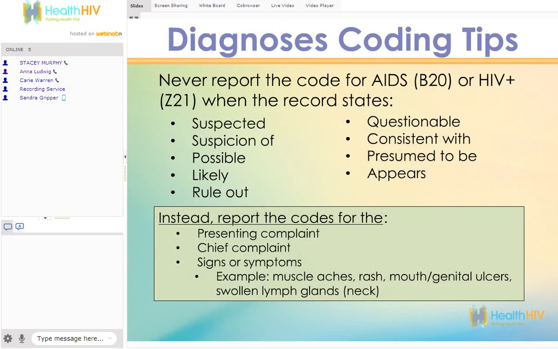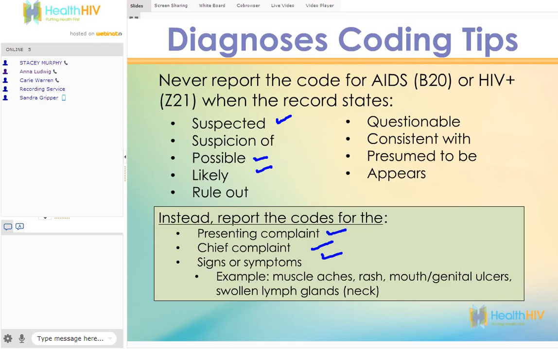In terms of diagnosis coding tips we spoke about, never report AIDS or HIV positive if you're reviewing a record, or if the doctor is documenting that it's suspected, suspicion of, possible, likely, rule out. These are all terms that are synonymous with the doctor has not definitively diagnosed the patient with the AIDS or HIV infection. Instead, you should be reporting their presenting complaints, the chief complaint, the signs or symptoms.